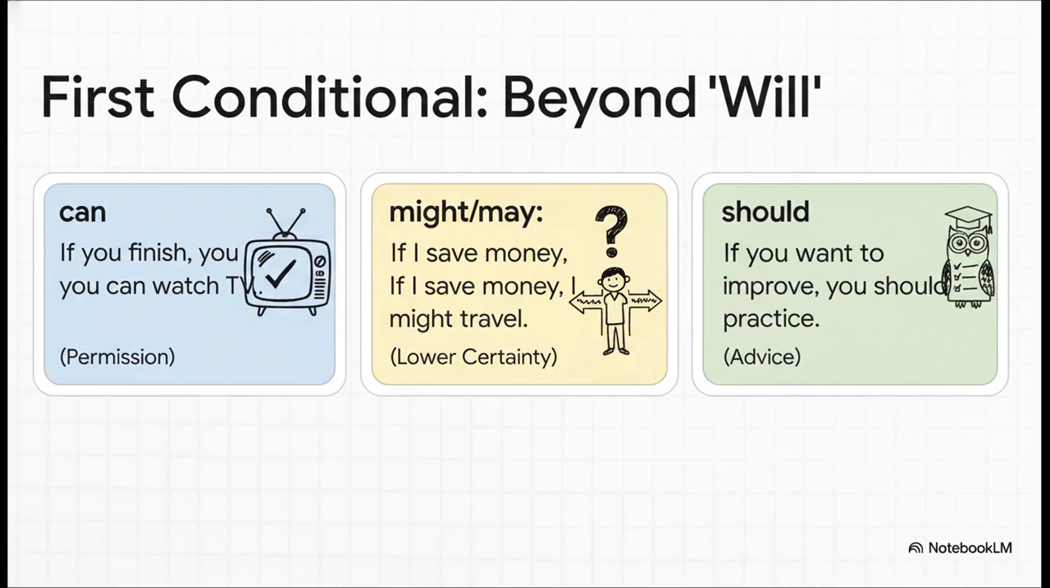But here's a pro tip. Don't think you're stuck with just using will in the first conditional. It's actually super flexible. By swapping in other modal verbs, you can add all sorts of nuance. For example, use can to talk about permission or ability. Use might or may when you want to dial down the certainty of that outcome. And of course, should is perfect for giving advice based on a likely condition.